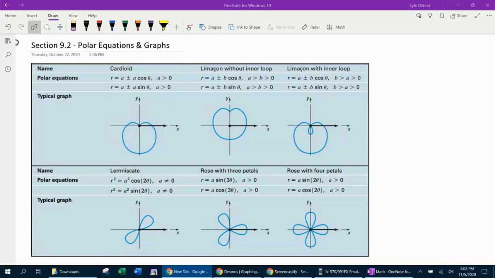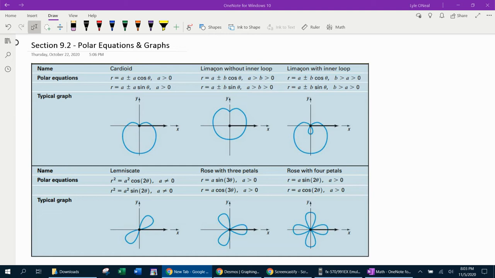Hello and welcome to our lesson on polar equations and graphs for our trigonometry class. This is going to be section 9.2, and we're going to talk about all things polar, basically graph related, okay?